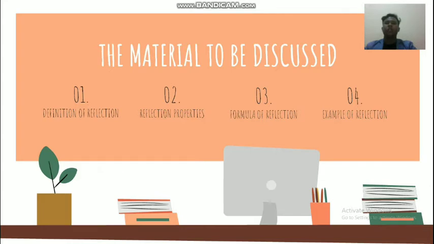The material to be discussed is: the first material is the definition of reflection. The second material is reflection properties. The third material is the formula of reflection. And the last is an example of reflection.